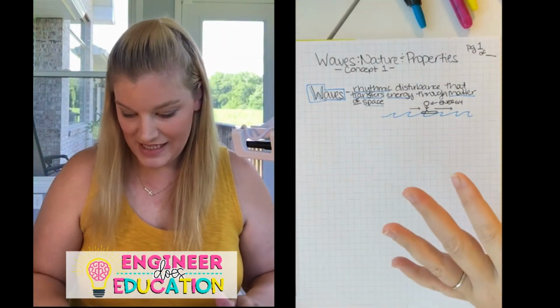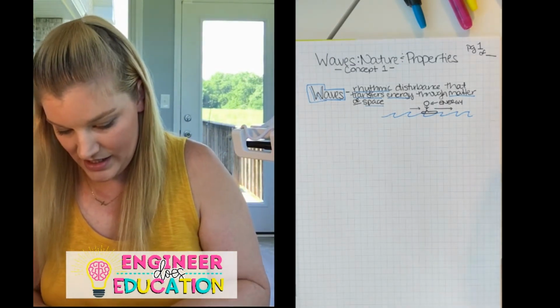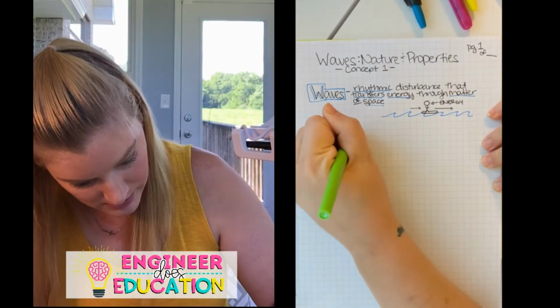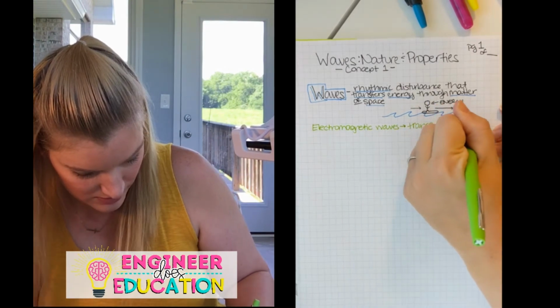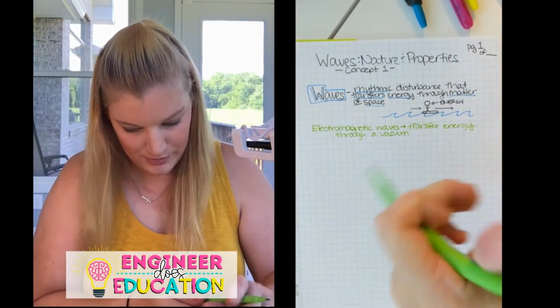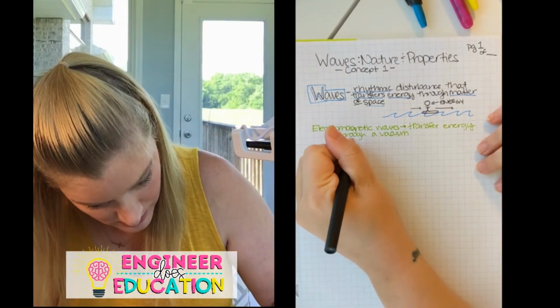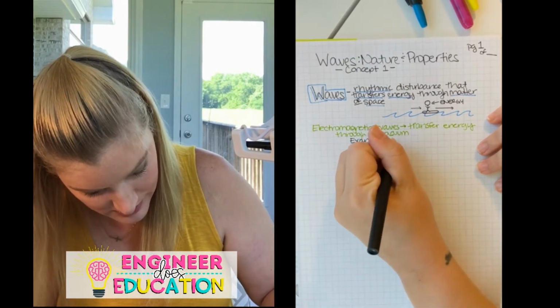And we have a few different types of waves. So we have electromagnetic waves, and I'm going to go ahead and do this in green. And these transfer energy through them. And an example is light waves.